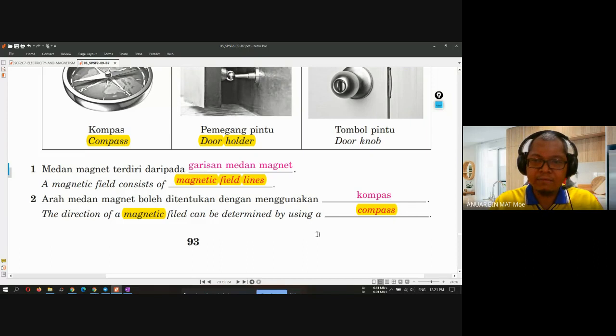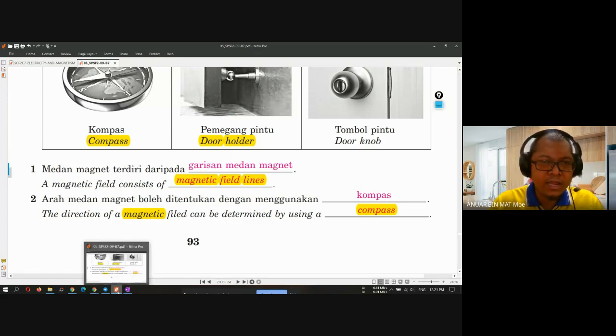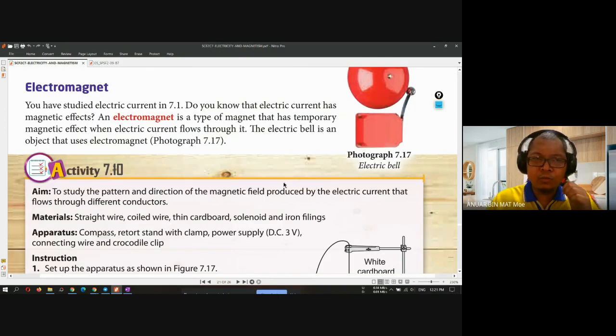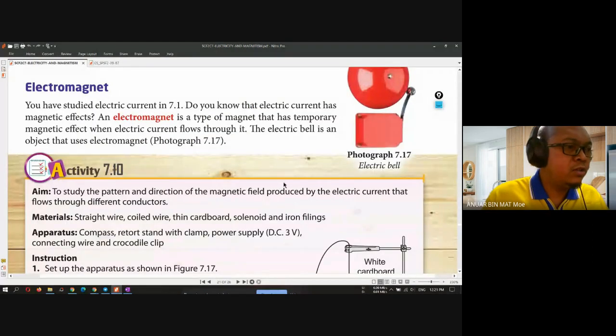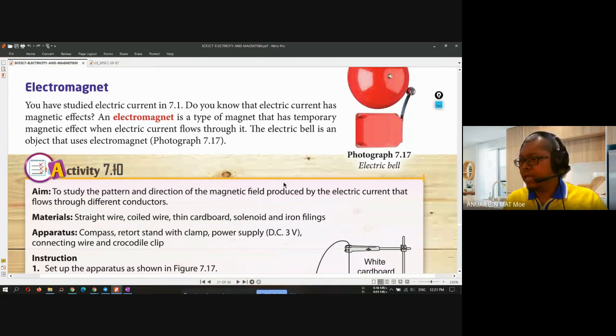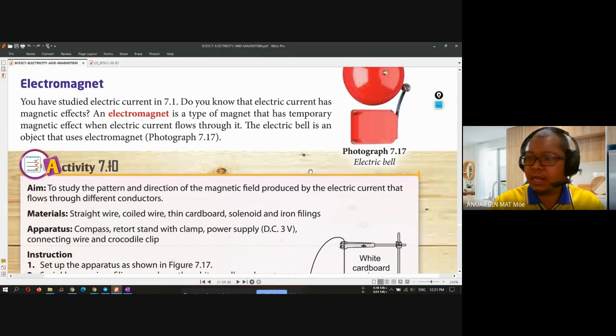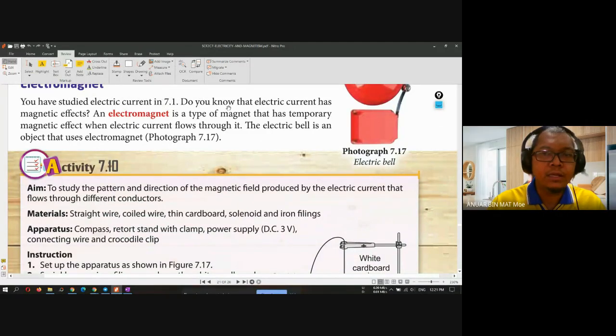Class, never mind. After this, you can watch the video recording again. Today I will try to finish 7.3 Magnetism. Today's topic, we are going to continue the last topic for 7.3. We call it electromagnet. Can you see my presentation, class? Okay, good. Thank you very much. So, electromagnet.